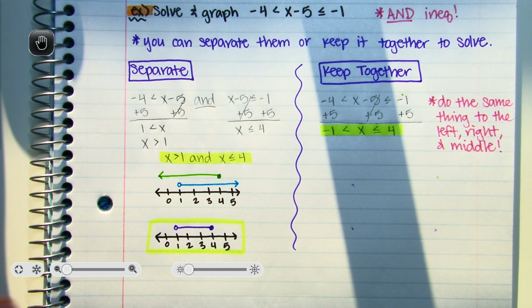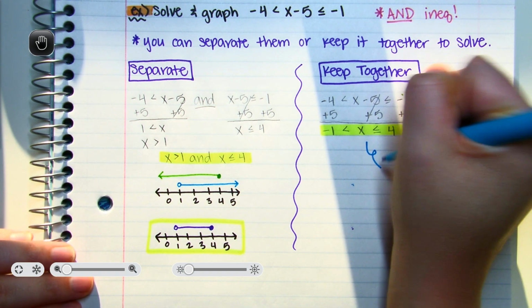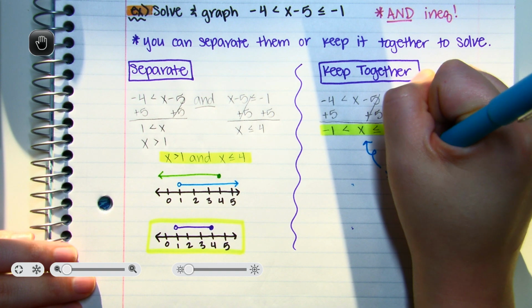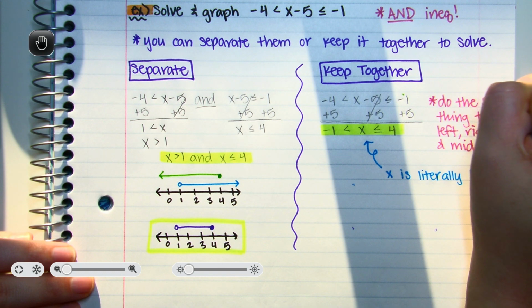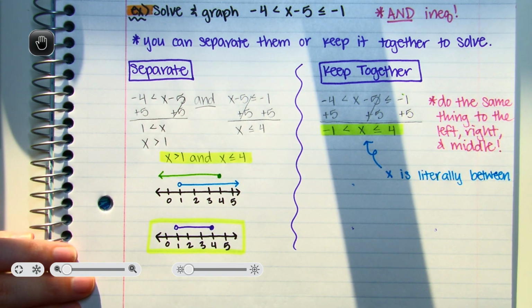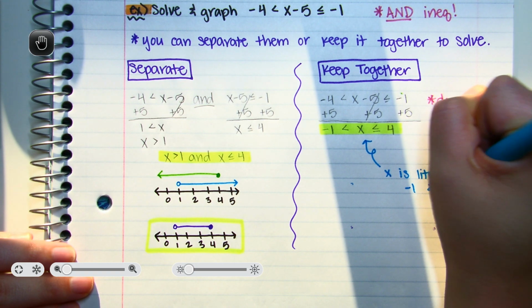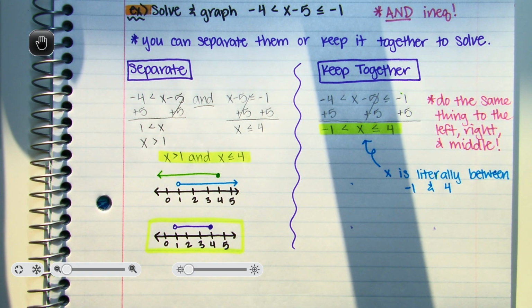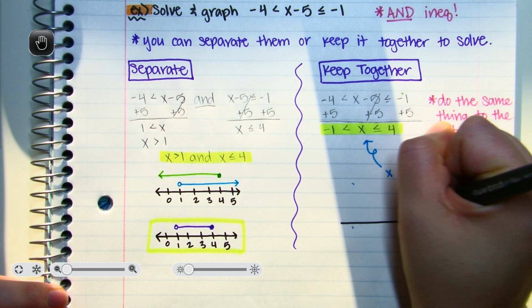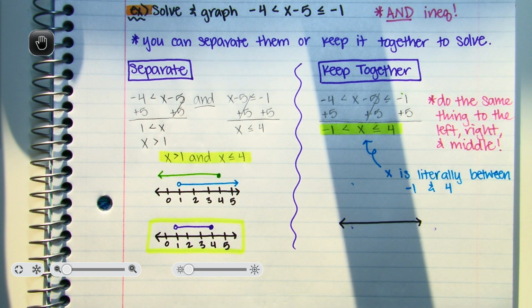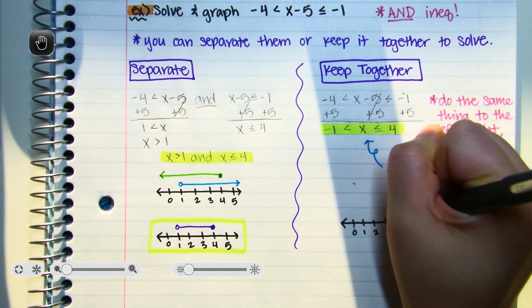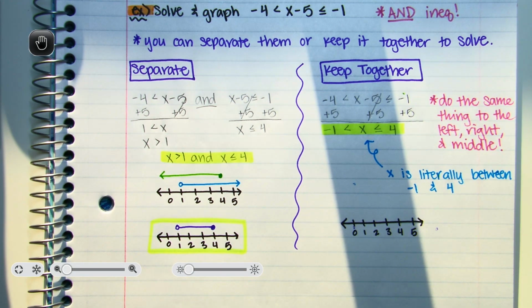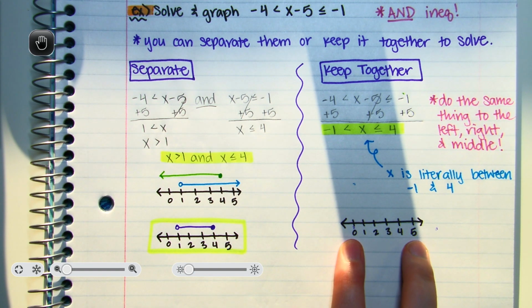Now, before I graph this, when I look at this, x is literally between -1 and 4. So when I graph this, I'm going to go ahead and do my number line. And notice I don't put tons of numbers. I just do the numbers I need, -1 and 4, and then one number on either side, on the outside edges.